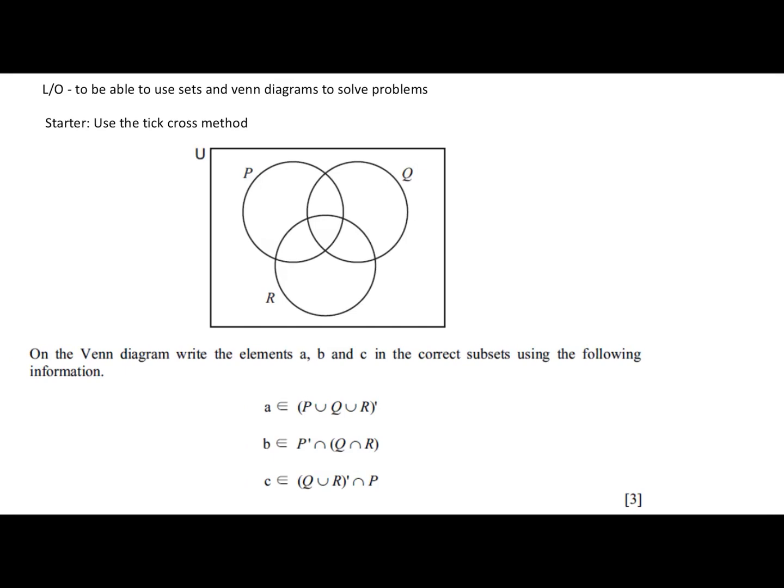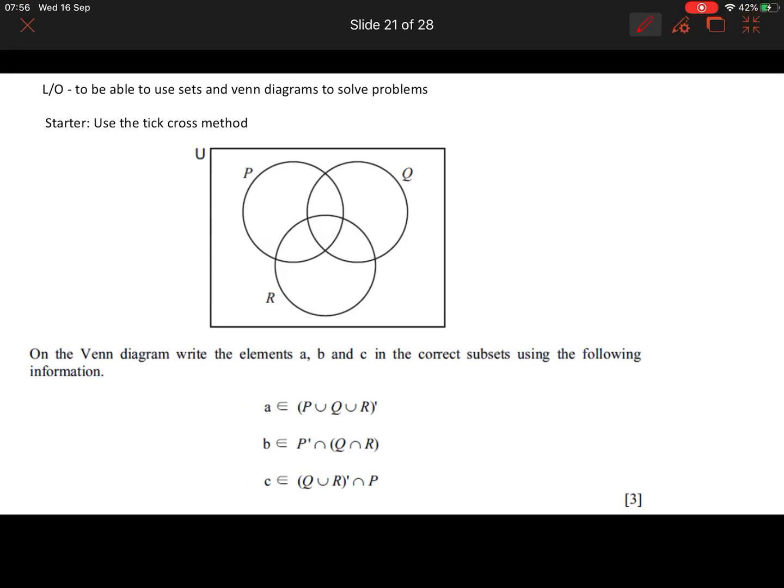You've simply got to place the letter A, the letter B and the letter C into the correct region in the Venn diagram according to the set notation. Stop the video and have a go. Okay, hopefully you've done that. Now, let's do it properly.